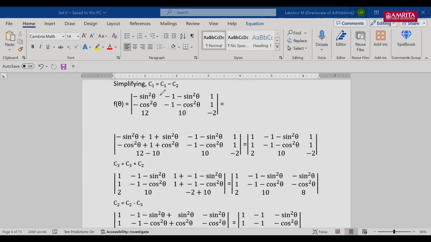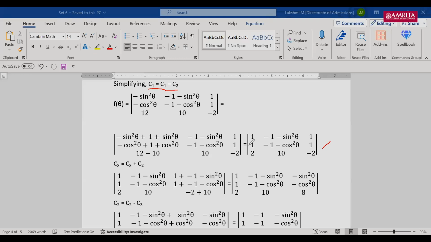If it's C1 minus C2, I'll be able to remove these terms, right? The sign is gone. So I've just changed C1 as C1 minus C2. So what about this part? This part will be simplified to 1, 1 and 2. So it's really simplified. And you got this as, the second term will be minus 1 minus sine square theta, minus 1 minus cos square theta, 10. And this is 1, 1, minus 2. I have done the first simplification.